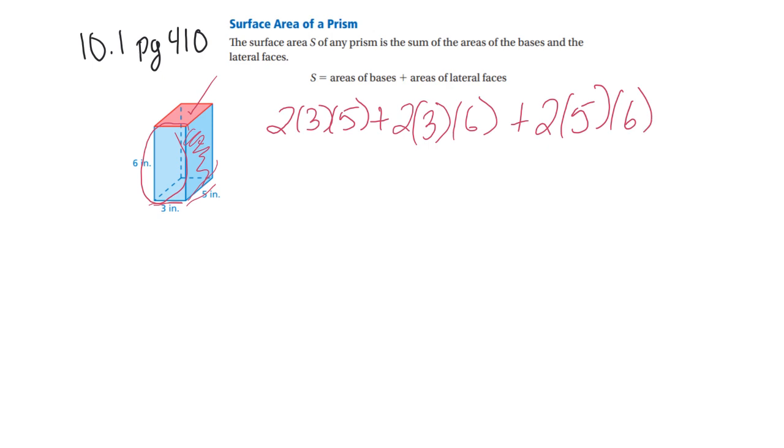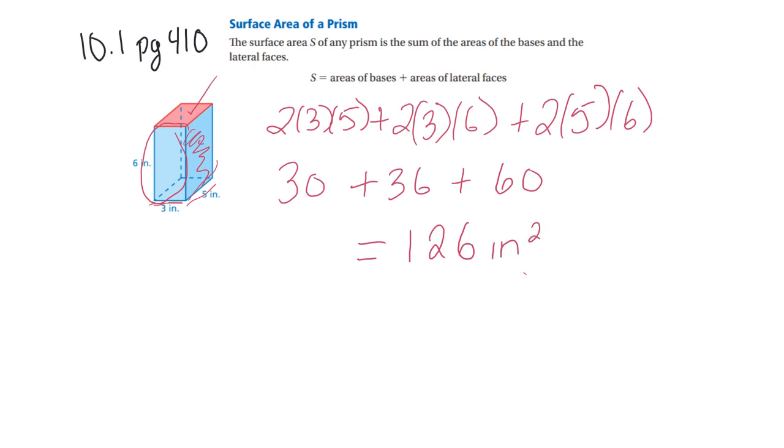All right, so then we just have to put it all together. That would give us 30 plus 36 plus 60. Final answer, 126 inches squared, because remember, area is, you put the square on your units, right? So that is how we find the surface area of a prism. Now I'm going to let you try some.